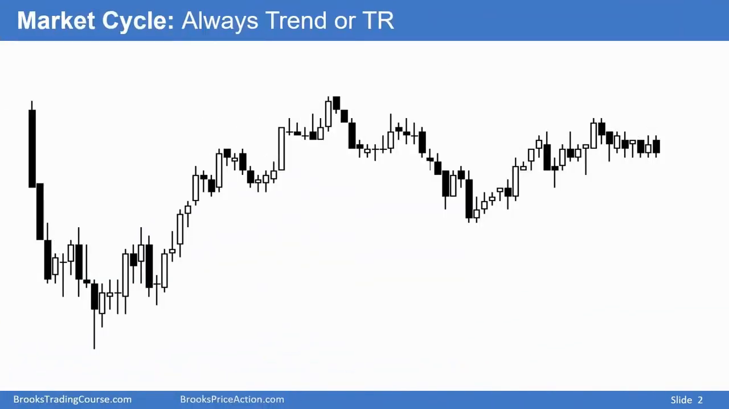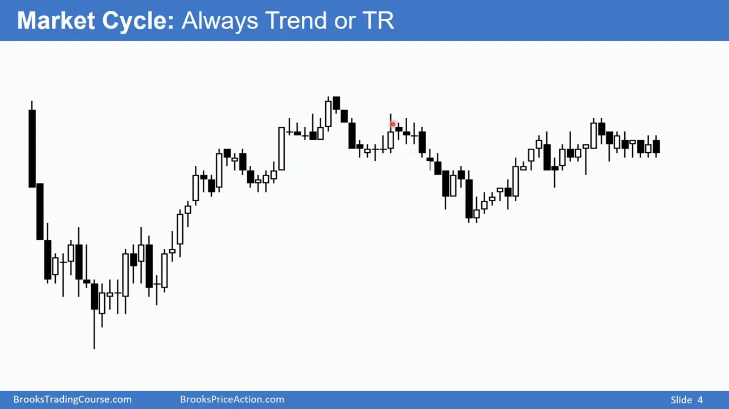Now look at this chart. Bear trend, bull trend, bear trend, bull trend. Bull trend has higher lows and higher highs. Same chart, bear trend has lower highs and lower lows. And same with over here. A trading range always contains components of an early bull trend and an early bear trend. So this is a trading range, but it has a higher low. This is a trading range.